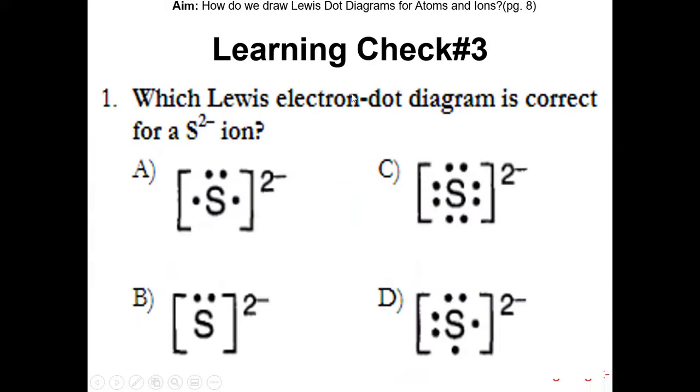Learning check number 3. Which Lewis dot diagram is correct for S-2 ion? Pause the video and resume once you have the answer. Okay, so since sulfur, which is S, is a nonmetal, it must have 8 dots around the symbol. So the only one that has that is choice C. So that's the answer.